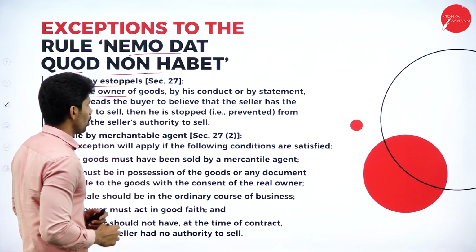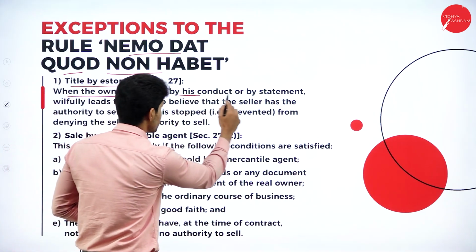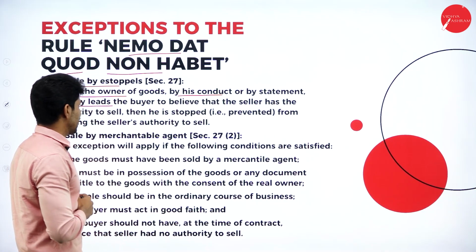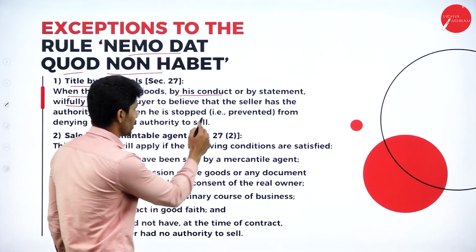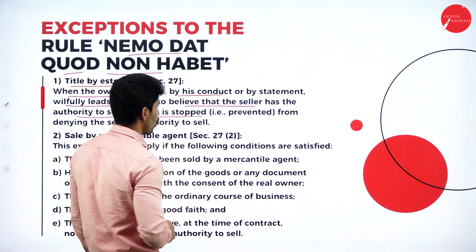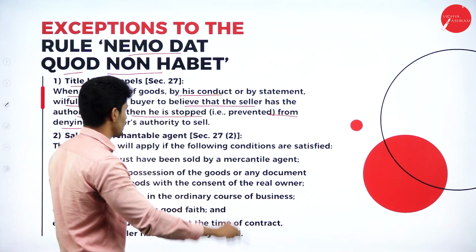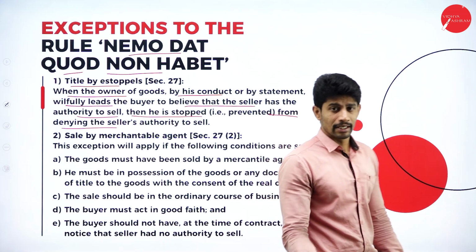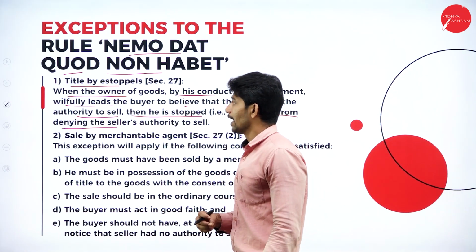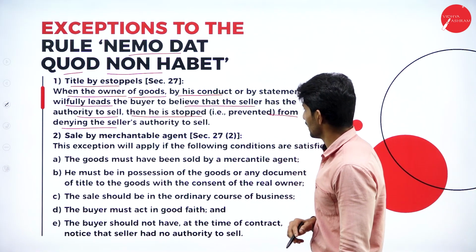When the owner of goods, by his conduct or by statement, willfully leads the buyer to the belief that the seller has the authority to sell, then he is estopped, that is, prevented from denying the seller's authority to sell. That means here section 27 explains title by estoppel.